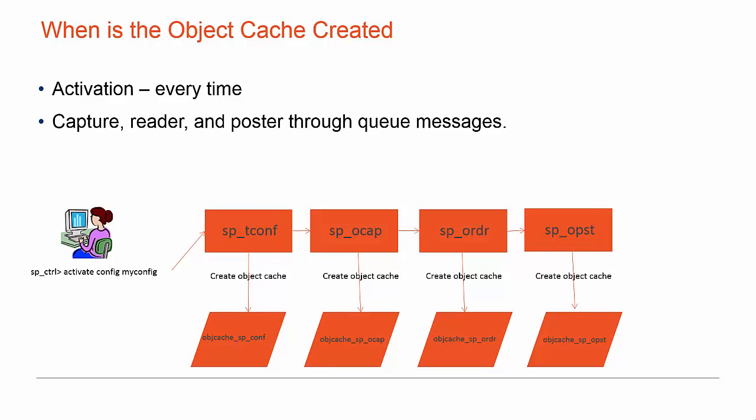The object cache is initially created by the sptconf process during activation. It is created every time a new activation is done, regardless of whether all objects are already in active replication or new tables are added. After it is created, a message is sent to capture, read, and post through the queue messages instructing each process to create its own copy of the object cache file.